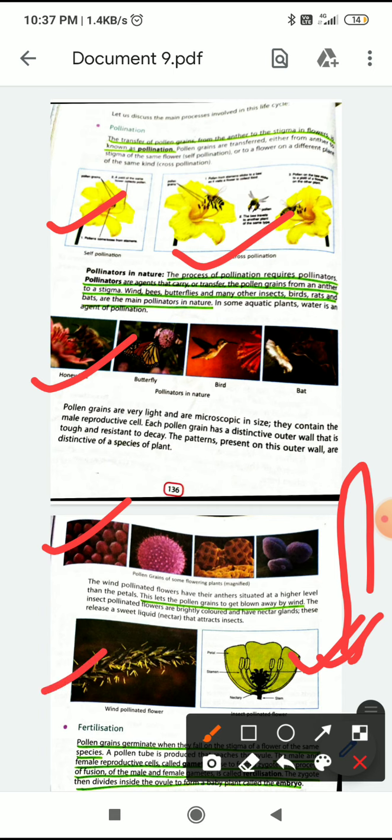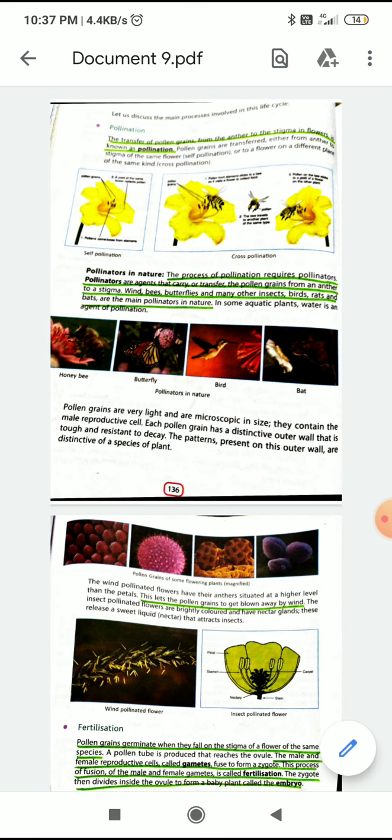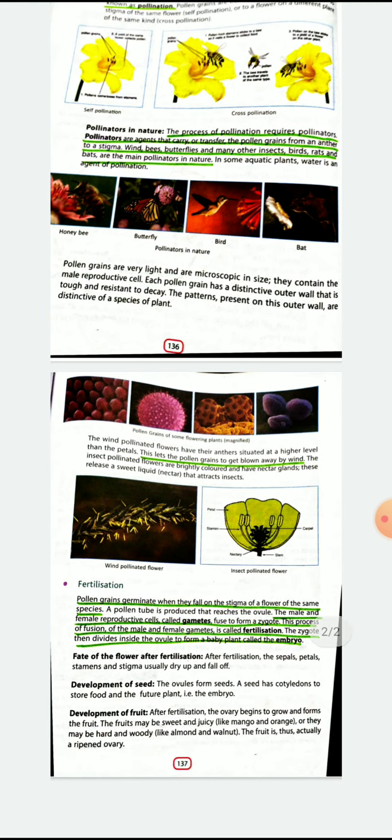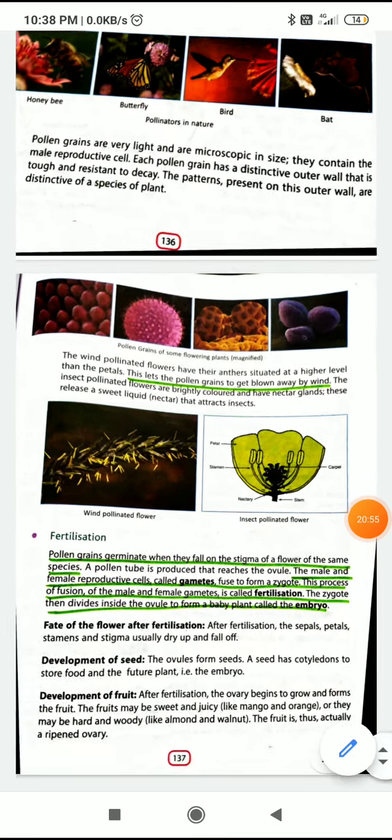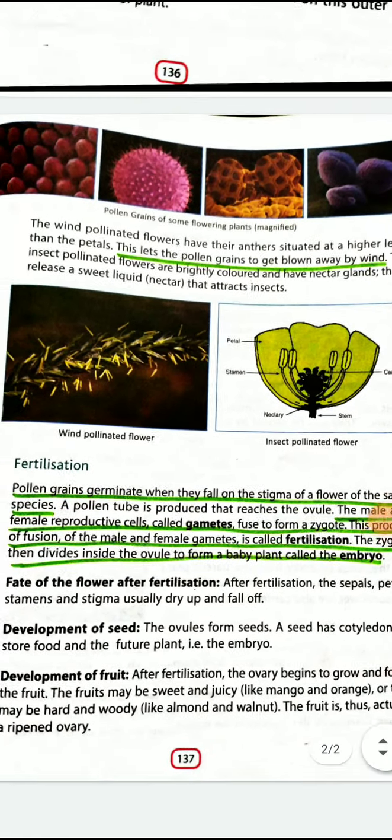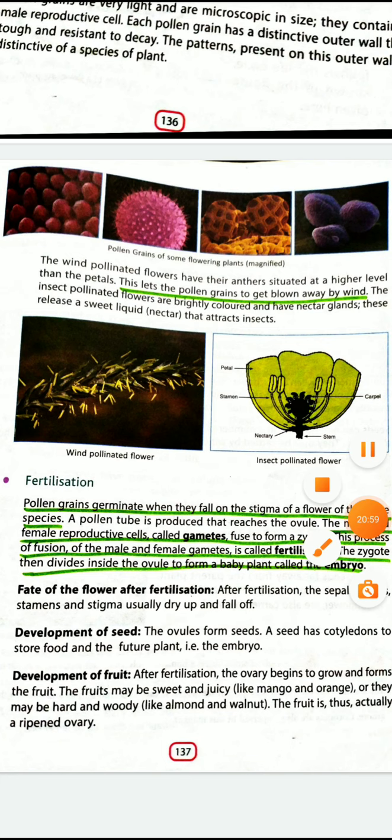Wind pollinating flower means the wind is responsible for the transfer of pollen grains, as you studied in the dispersal of seed. So what is the next step? That next step is fertilization.